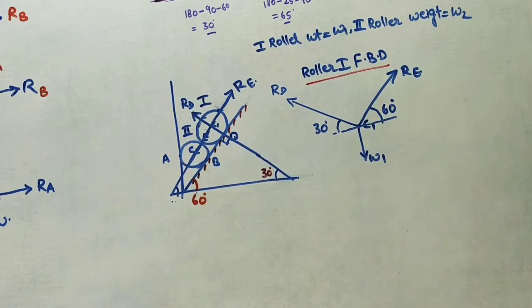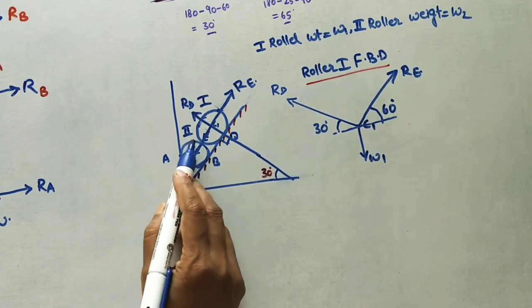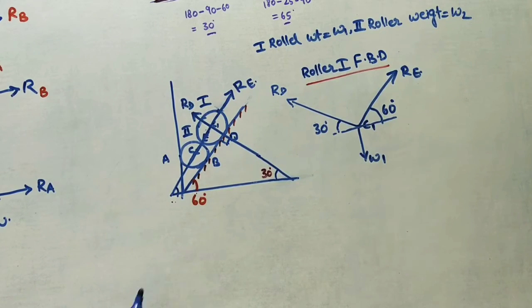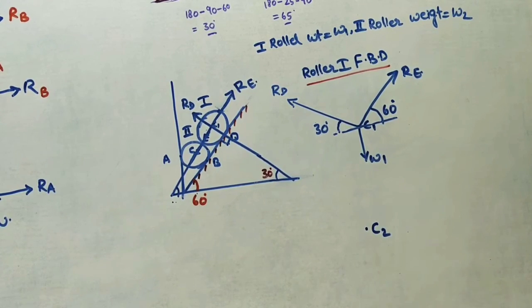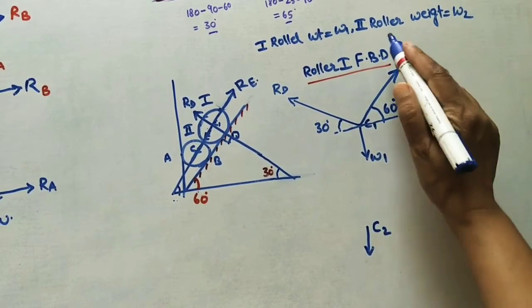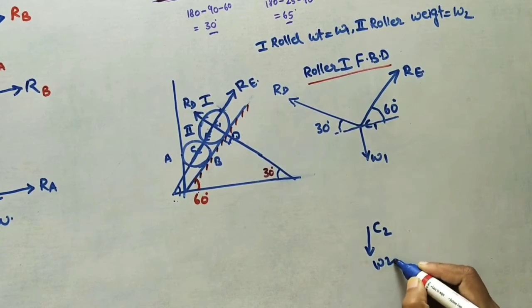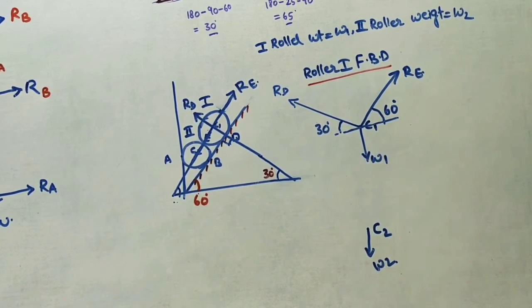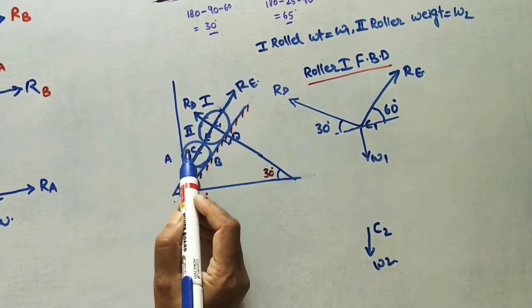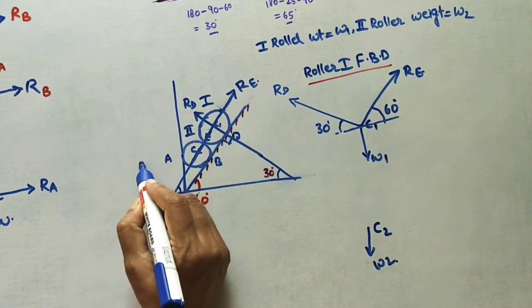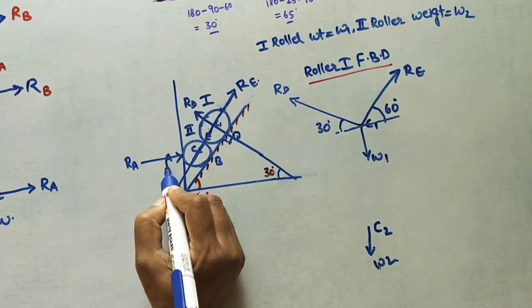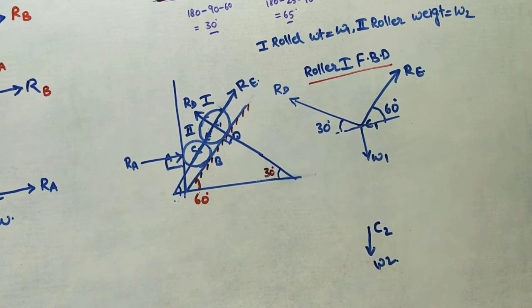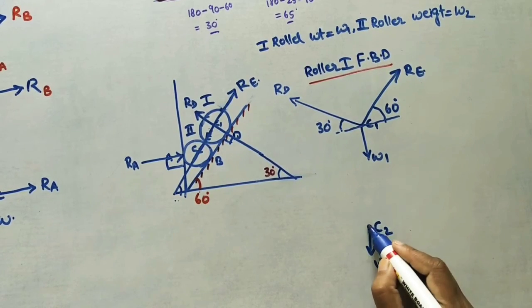And now do the FBD diagram for the second roller. What is the center of the second roller? C2, here I mark. What is the weight of it? Second roller, W2. And now here, what is the contact point? A point. Because of the vertical surface, there will be a horizontal reaction RA, because the reaction is perpendicular to the surface. So I am marking RA horizontally like this.